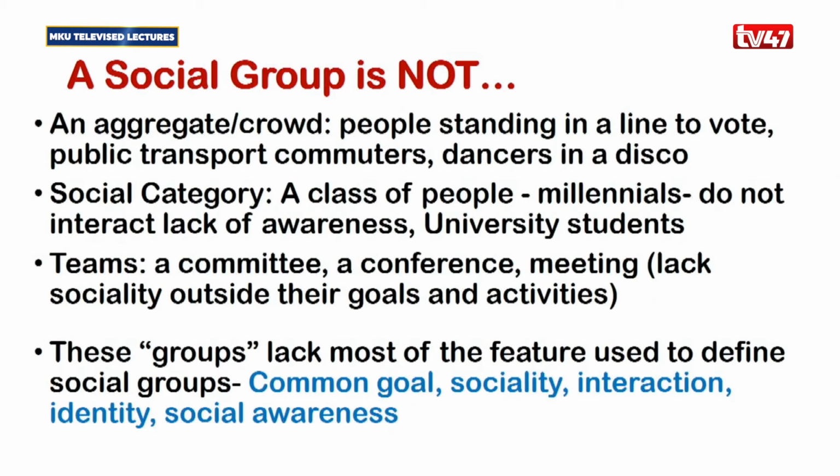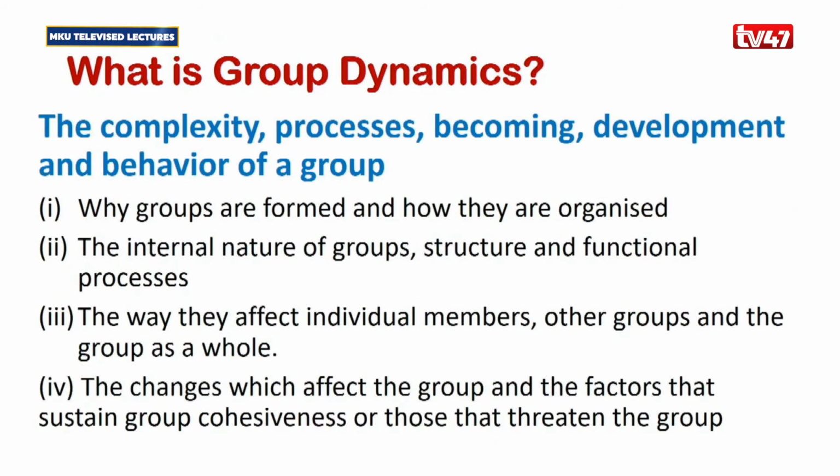Then you have also committees or members who are participating in a conference or in a meeting. They lack sociality outside their goals and activities. They don't qualify. These groups lack most of the features used to define social groups: common goals, sociality, interaction, identity, social awareness, norms and values that define what a group is. So we now have some good understanding of what a social group is.